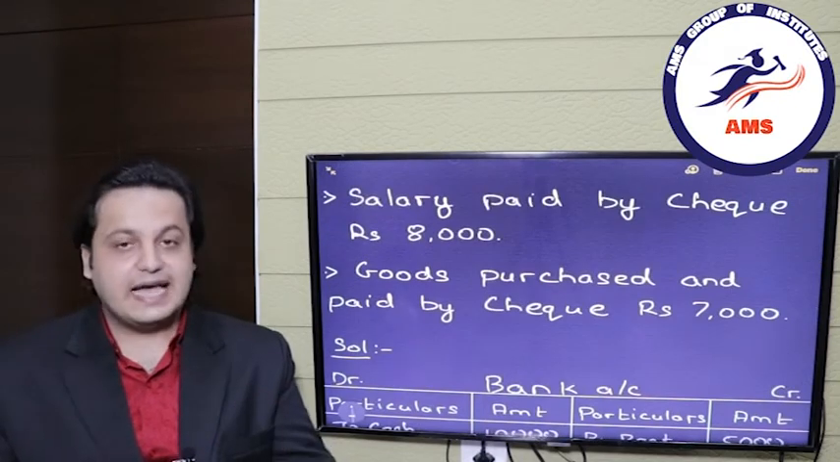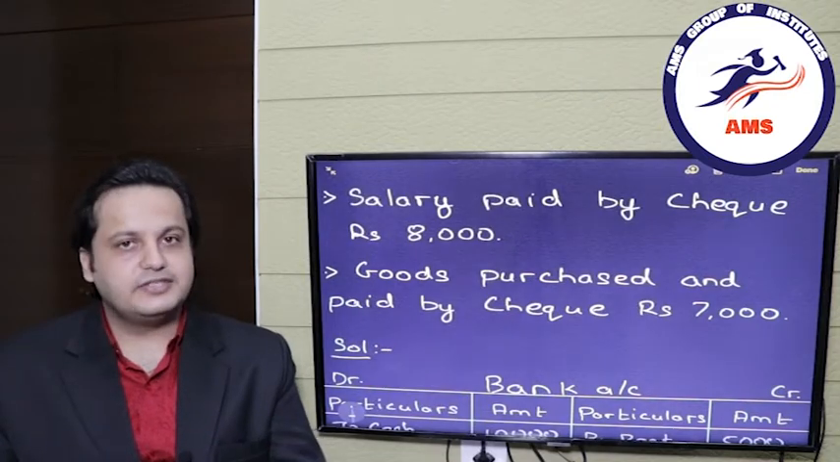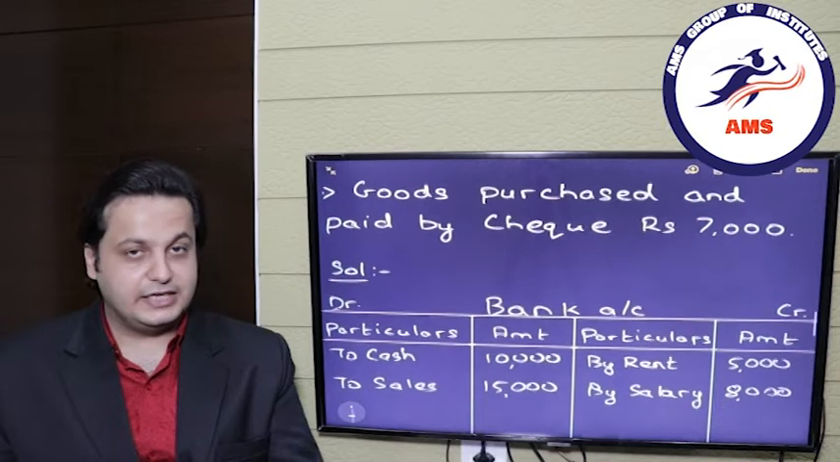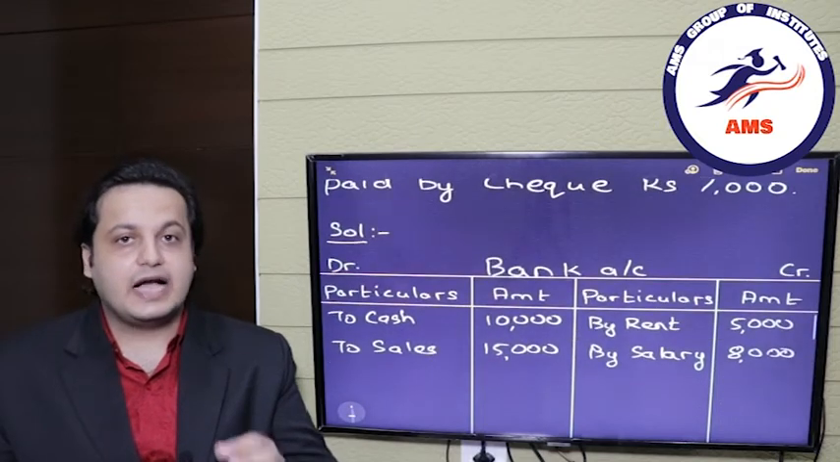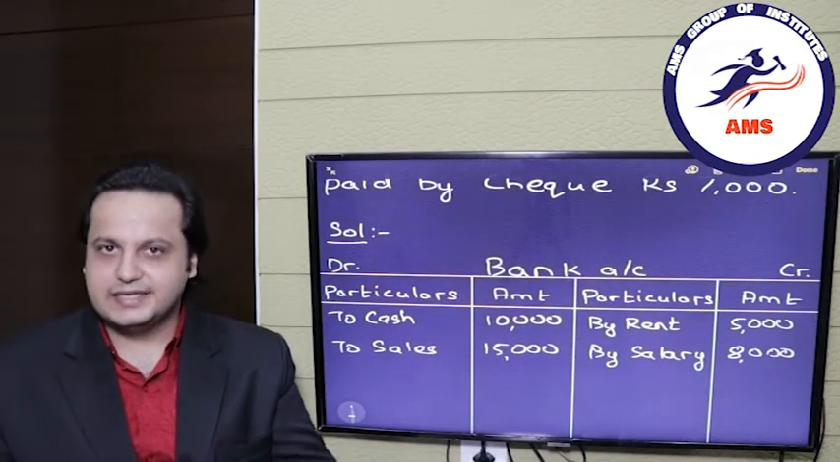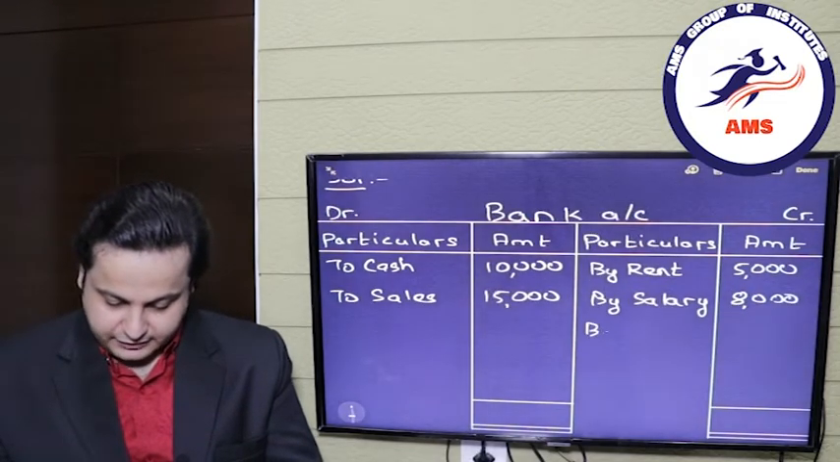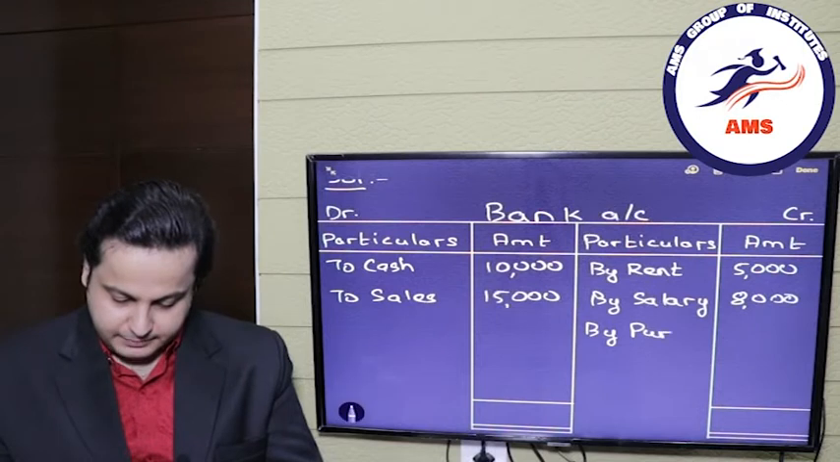The next transaction, that is the last transaction. Goods purchased and paid by check. The amount is rupees 7,000. Now again, this is an expense, so the entry will be by purchase account debit to bank account credit 7,000 rupees. So let's post it on the credit side of bank account by purchase rupees 7,000.